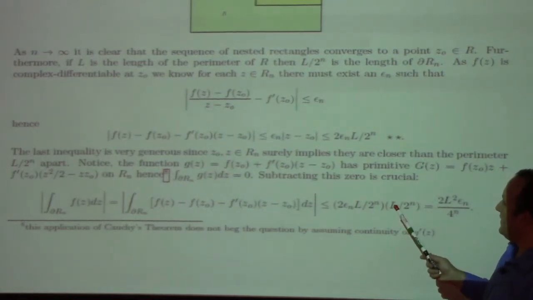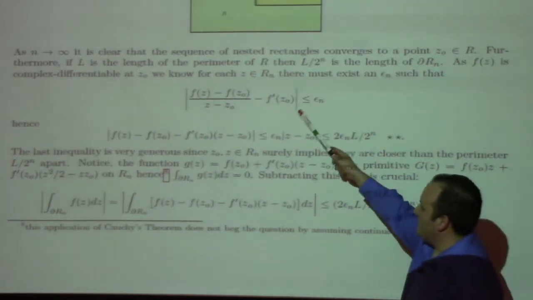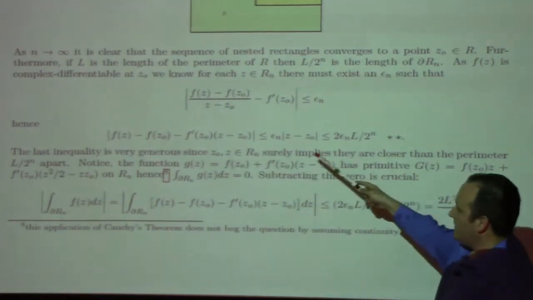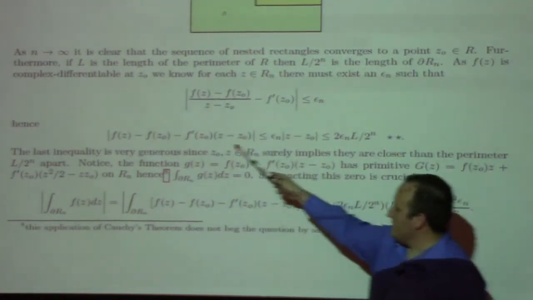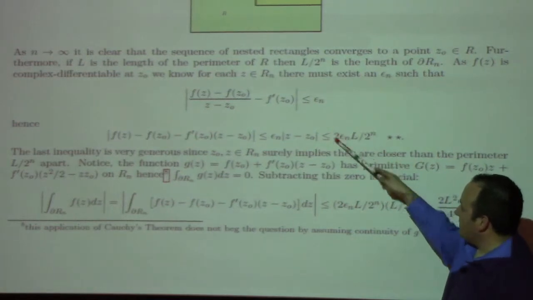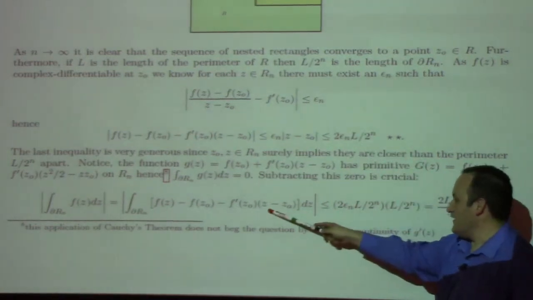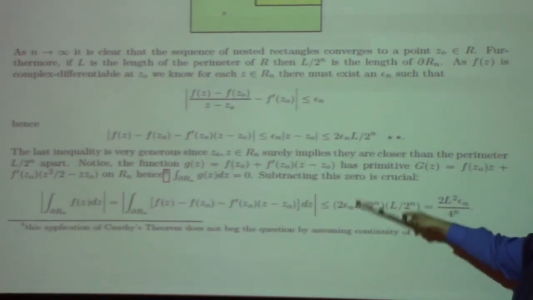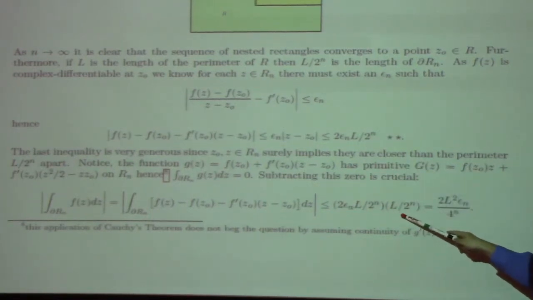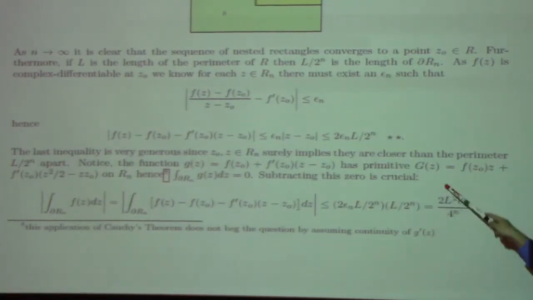I think I don't have to go back to here. We went from here, we got this. So I have f of z minus f prime of z naught times z minus z naught. See that right there? That's less than, here's the bound, here's an M, right? So then I use the ML theorem to say that that's less than the bound. Again, I think the 2 is unnecessary. I don't think that 2 should be there. I have L squared epsilon sub n over 4 to the n. And what happens as n goes to infinity? That goes to 0, which establishes what?